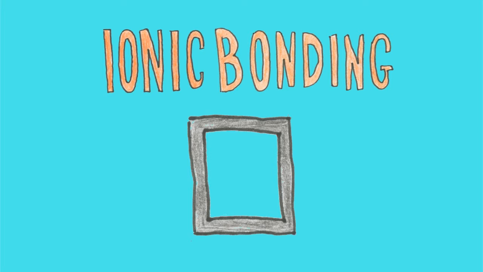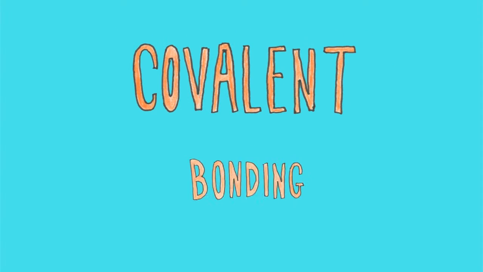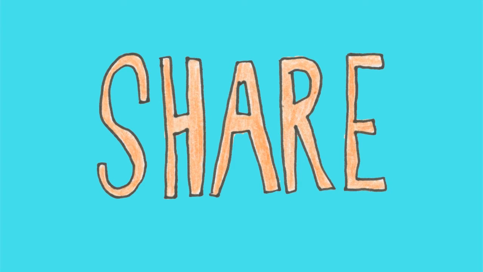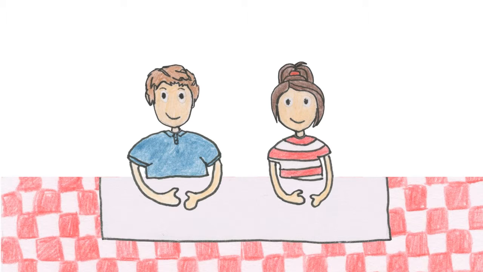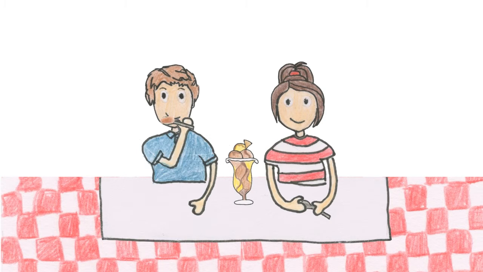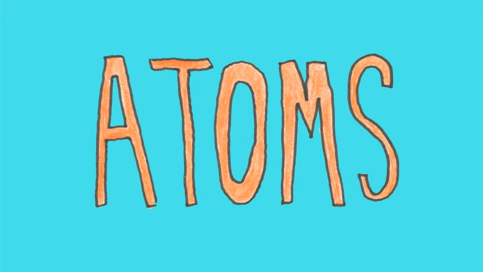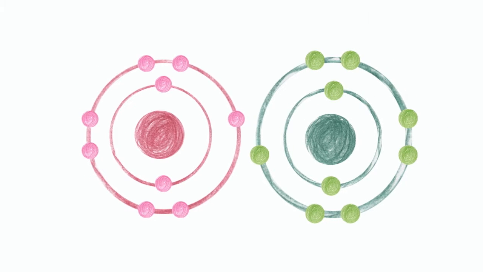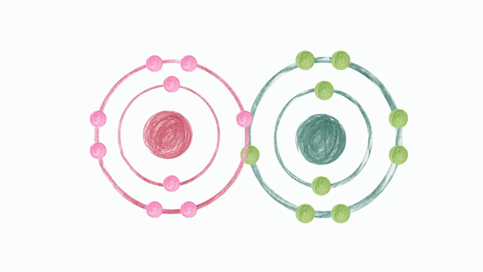Now you've got ionic bonding covered, let's move on to covalent bonding. In a covalent bond, instead of transferring electrons, atoms share electrons. Think of it like this. Simon has taken Claire out for ice cream. They both order the chocolate sundae, but there is only one left, and so they decide to share it so that they can both enjoy it. This is what happens with atoms. In a covalent bond, both atoms want to achieve a full outer shell of electrons, so they share electrons with each other in order to make this happen.